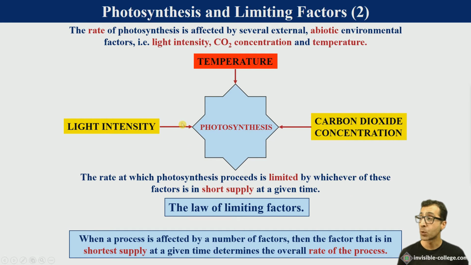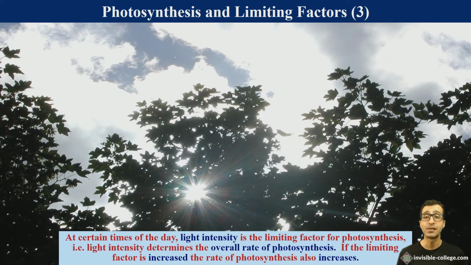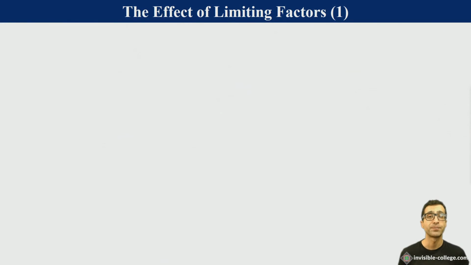And in a similar way, when you've got multiple factors which affect the rate of a particular process, such as photosynthesis, then the rate of that process is going to be limited by whichever of those factors is in the shortest supply. So, for example, at a certain time of day, the light intensity becomes the limiting factor of photosynthesis, because the light intensity will then determine the overall rate of the photosynthesis, because there's only a limited amount of sunlight energy available to drive the light-dependent reactions. Now, if that limiting factor is then increased, the rate of photosynthesis will correspondingly increase.